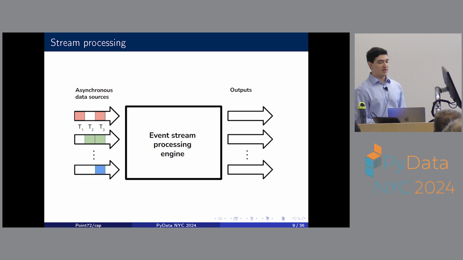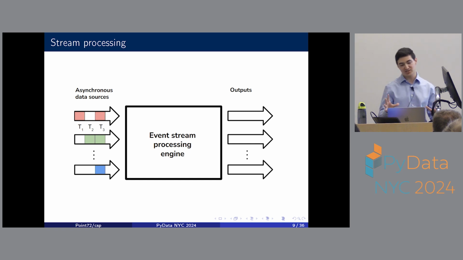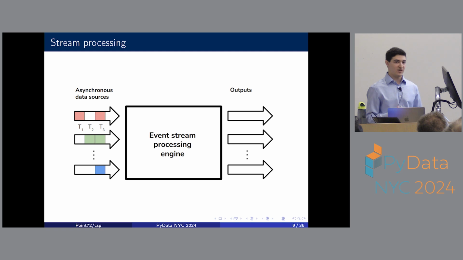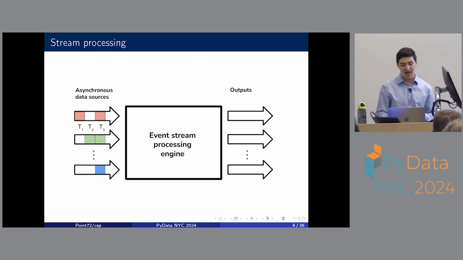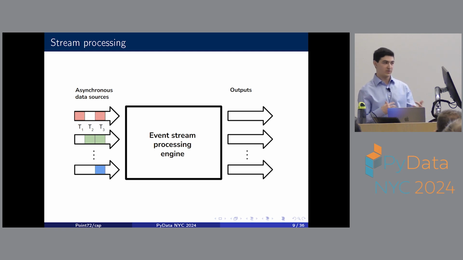So at an abstract level, stream processing looks something like this. You have a series of data sources, which are the input data to your application. You have a black box, which we're going to discuss in more detail, which is the stream processing engine, and you have a series of outputs. The inputs are, in general, asynchronous. And what this means is they have events that occur out of order with each other.